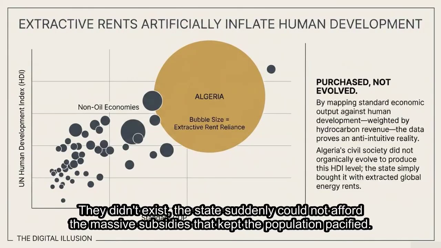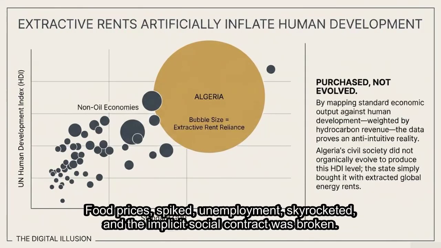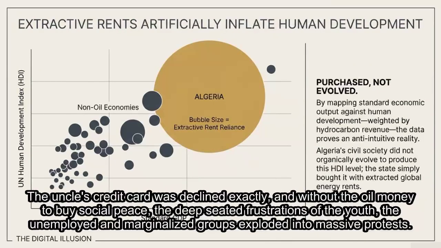Remember the shock absorbers we discussed? They didn't exist. Yeah. The state suddenly could not afford the massive subsidies that kept the population pacified. They had to implement severe austerity measures. Food prices spiked, unemployment skyrocketed, and the implicit social contract was broken.